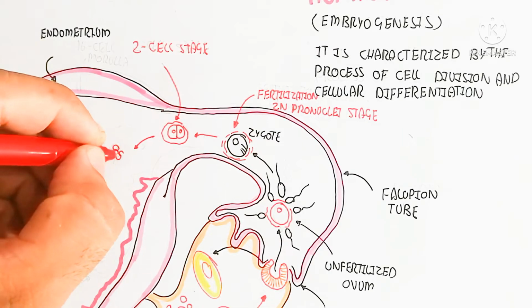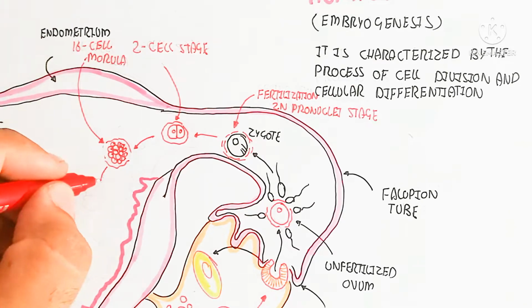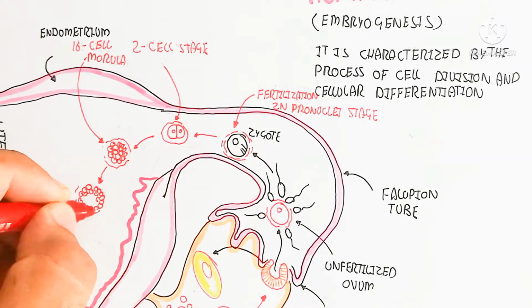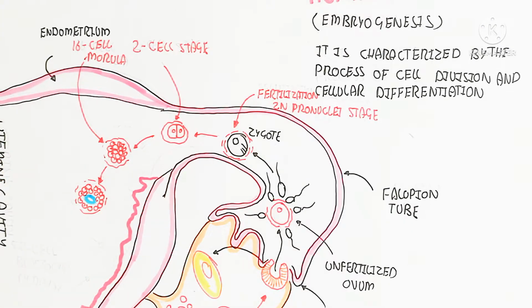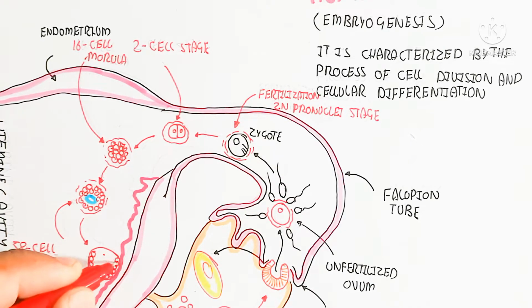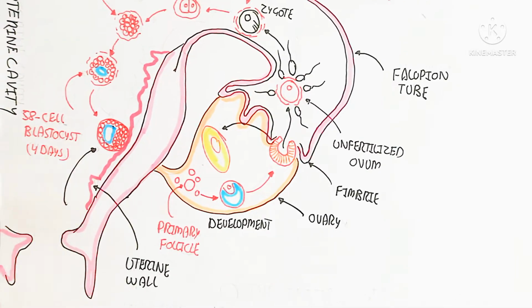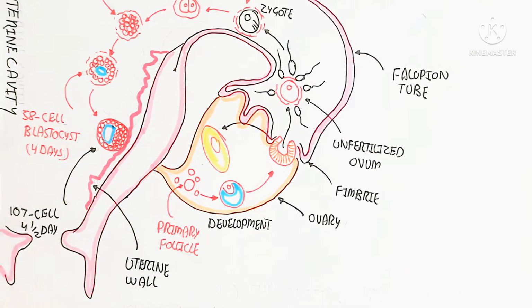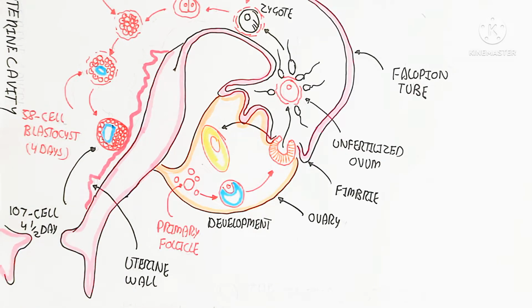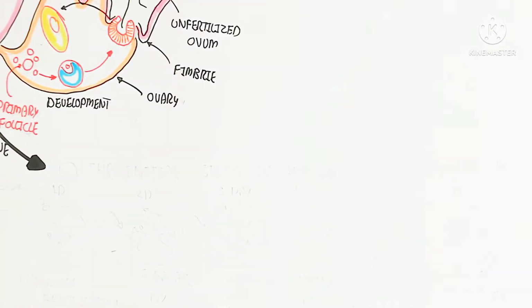After this two cell stage, it goes on, and the 16 cell formation is known as the morula. The morula is a mass of cells compacted together, and inside, a cavity is formed, known as the blastocyst. This is the blastocyst formation, which basically implants into the endometrial wall. The 58 cell blastocyst forms after about 4 to 4.5 days.